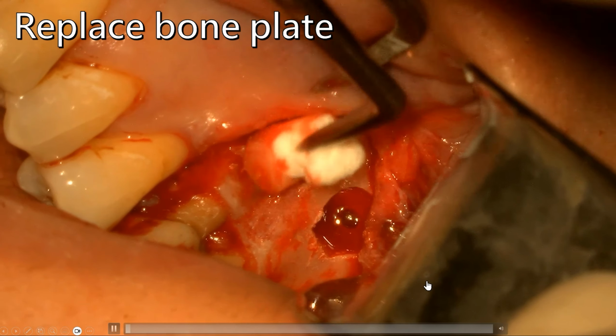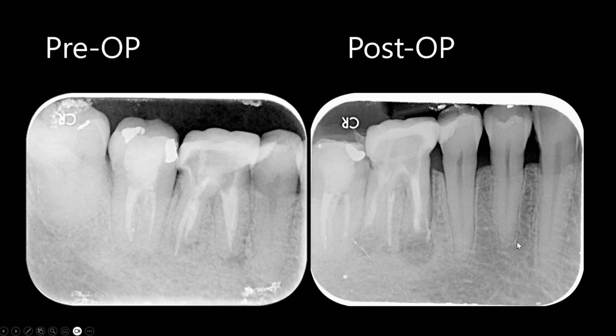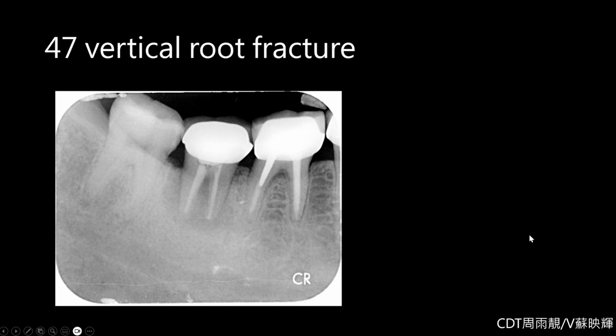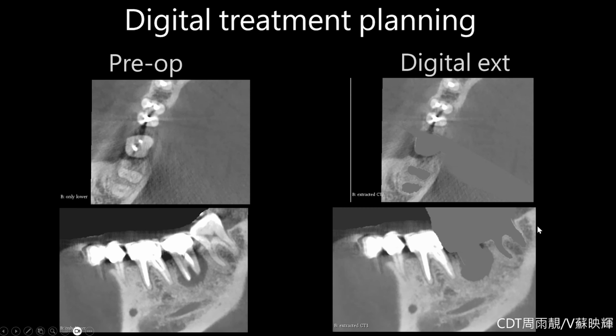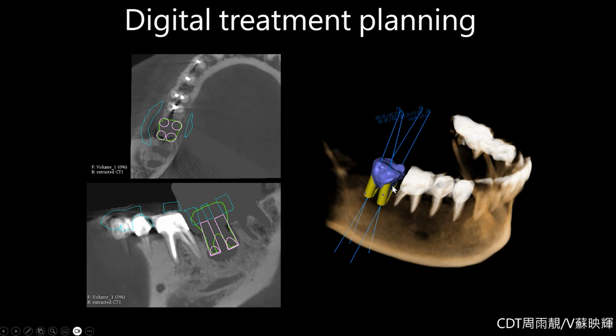The last case is a clinical case of a 3D print guide for autotransplantation. The tooth here, 47, has a vertical root fracture. So we did digital treatment planning to transfer the third molar to the second molar, like this. This is our planning, and we use these 4 drill paths to create the bone cavity for the donor tooth. This is the analog and the 3D print guide.